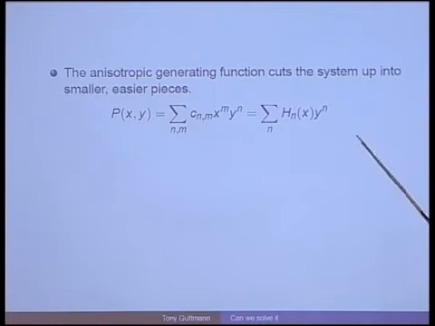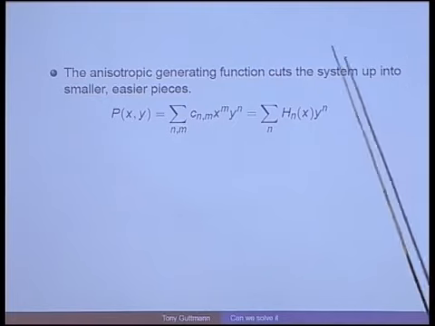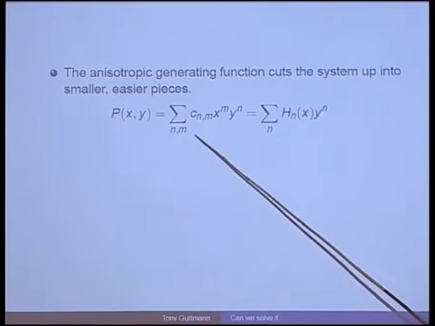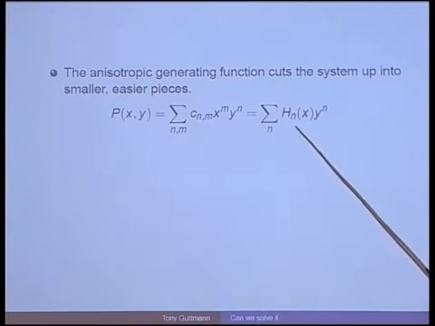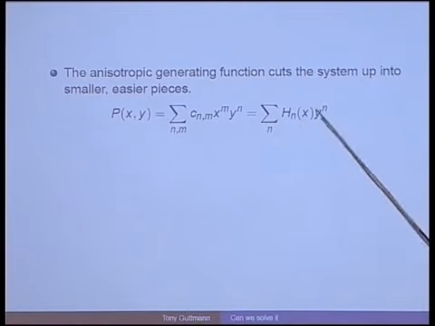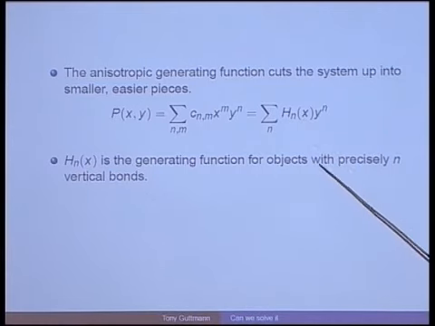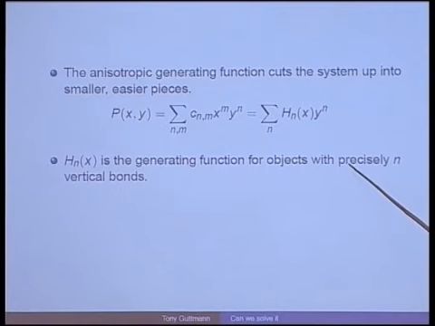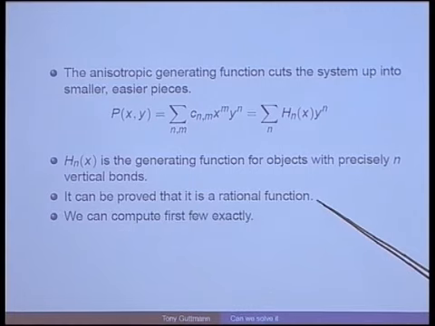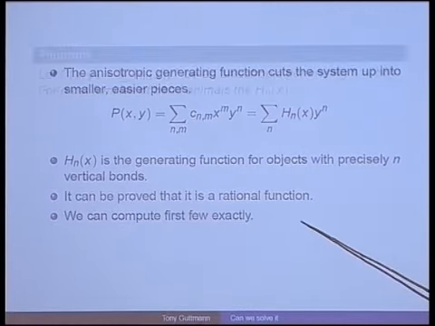The reason for doing this is that the anisotropic generating function cuts the system up into smaller, easier pieces. So if I write this now in this manner, sum over m, then h_n(x) is just the generating function for objects with precisely n vertical bonds. And it can be proved that this is a rational function, and we can compute the first few exactly.